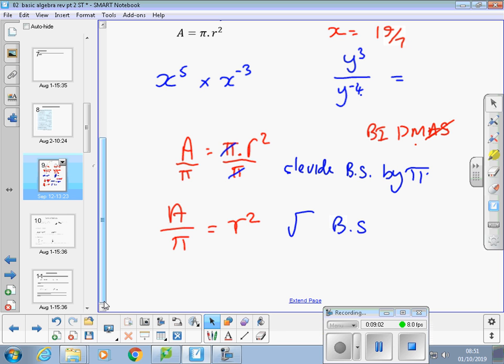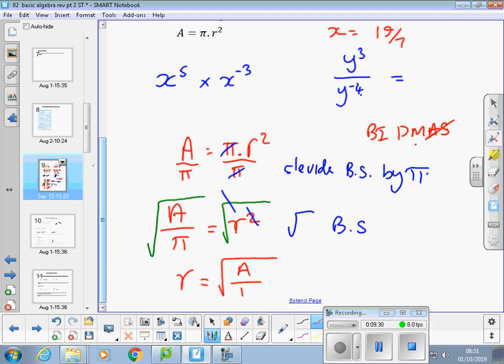So we do this and this. And if you square root a square, what happens? They cancel. Yeah? Square root is the opposite action of square. So our final answer is R is equal to the square root of all of A over pi.